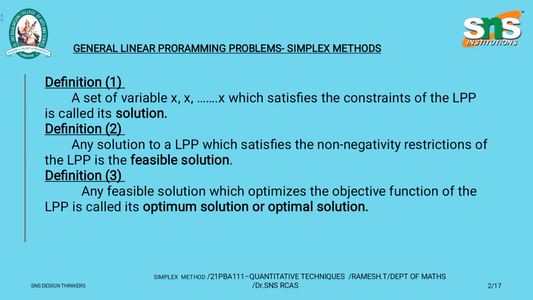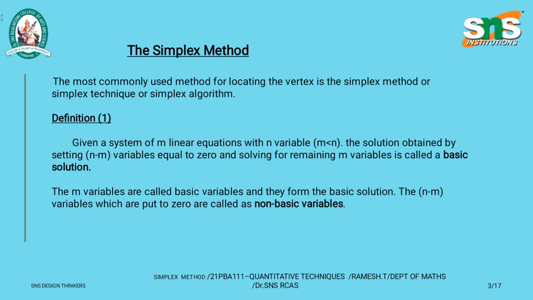The first, what is the meaning of solution? A set of variables x1, x2, up to xn, which satisfy the constraints of the LPP is called a solution. What is a feasible solution? Any solution to the LPP which satisfies the non-negative restrictions of the LPP is called a feasible solution. What is an optimal solution? Any feasible solution which optimizes the objective function of the LPP is called an optimum or optimal solution.